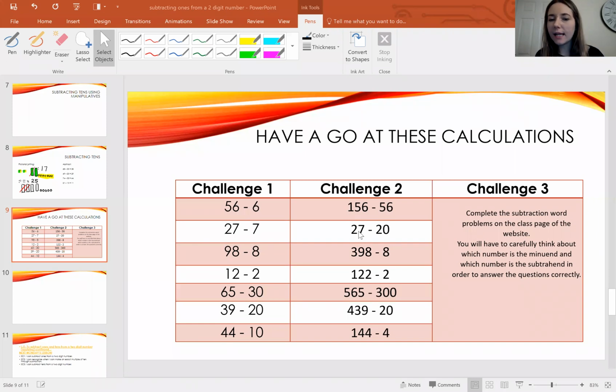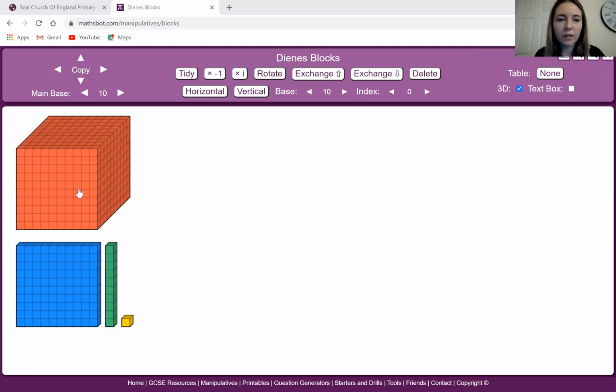Okay, everybody, so this is the tutorial to show you how to complete challenge 2 or challenge 3 for today. So let me show you challenge 2 again. Challenge 2 is where sometimes we've got hundreds, sometimes we have tens, sometimes we're taking away hundreds, sometimes we're taking away tens, sometimes we're taking away tens and ones, sometimes we're taking away just ones. So we need to think carefully about our place value in this challenge. So I'm going to show you how to do one of those types of questions.